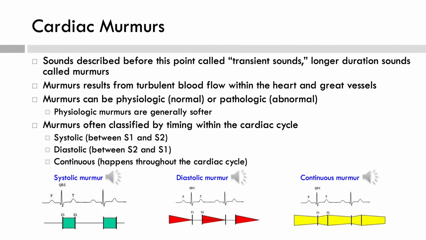The next murmur we'll listen to is a diastolic murmur. Diastolic murmurs may occur as a result of leak at the aortic or pulmonic valve or abnormal filling during diastole at the mitral or tricuspid valve. Diastolic murmurs are often soft and typically have a decrescendo component.